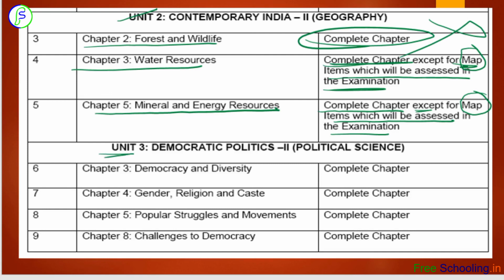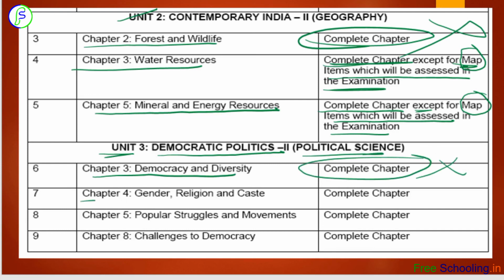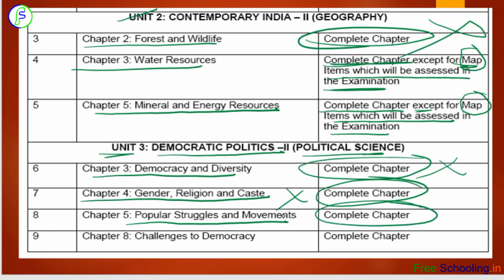Now let's see unit 3, that is democratic politics part 2. Again, you call it political science. We see that chapter 3, democracy and diversity, is completely removed. Okay, so I just put a cross sign out there. And then we have chapter 4, gender, religion and caste, that is removed too. You can see out here, complete chapter. And then popular struggles and movements, chapter number 5, is completely removed too. Chapter 8, challenges to democracy, is completely removed too. So 4 chapters of unit 3, democratic politics, have been removed.